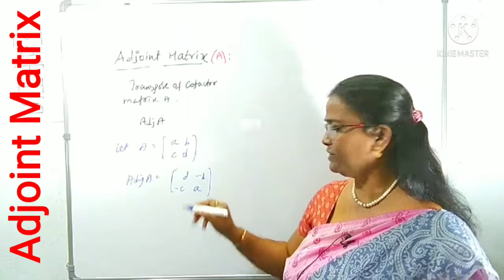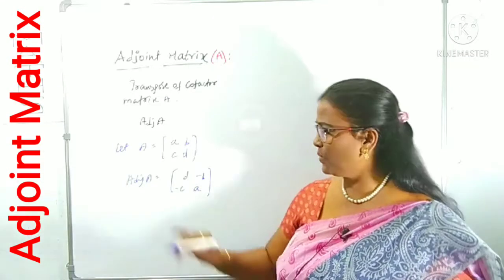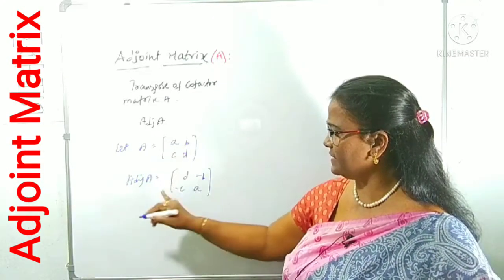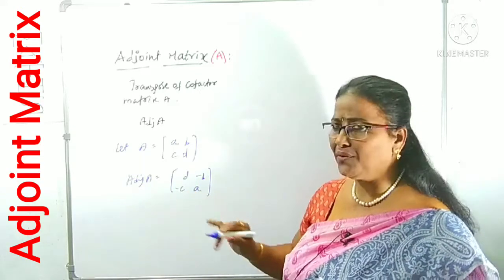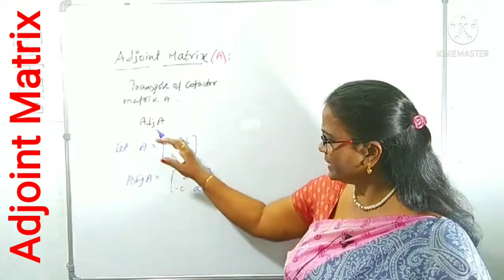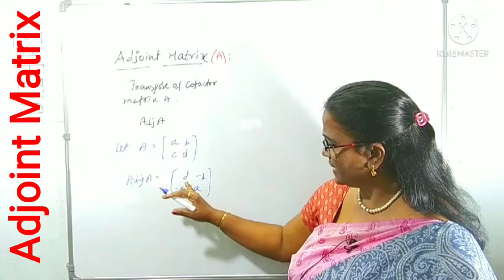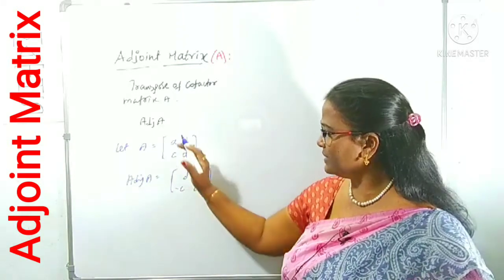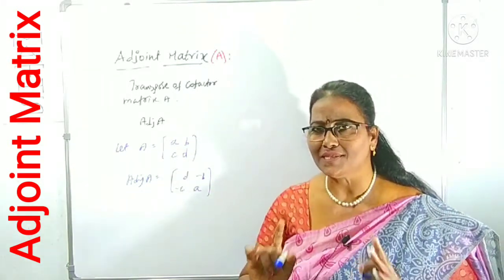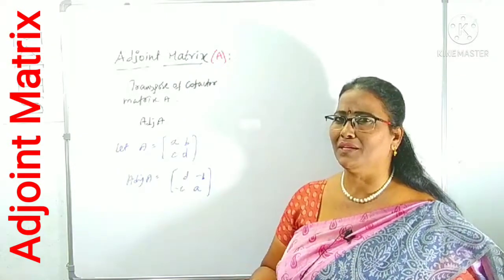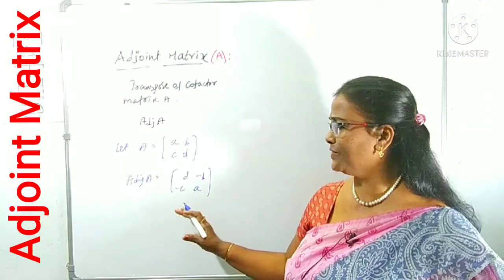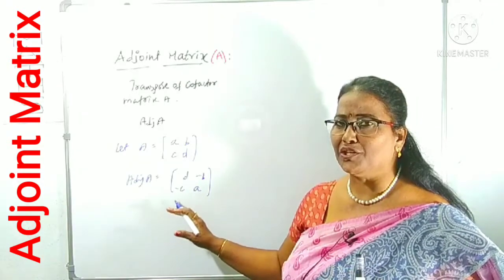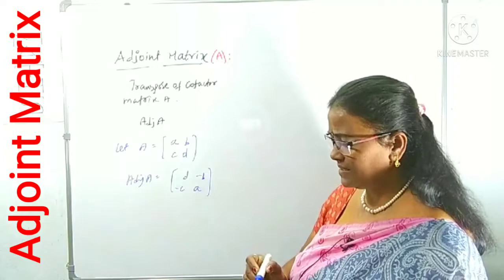This is the adjoint of a 2 by 2 matrix. What is the adjoint of a, b, c, d? Adj A is d, minus b, minus c, a. How can you remember it easily? We can interchange these two elements, a and d are interchanged, and for these two elements we just have to change the sign. If there is a plus we can take minus, if there is a minus we can take plus. Like this we can find the adjoint of a 2 by 2 matrix. Let us see this example.